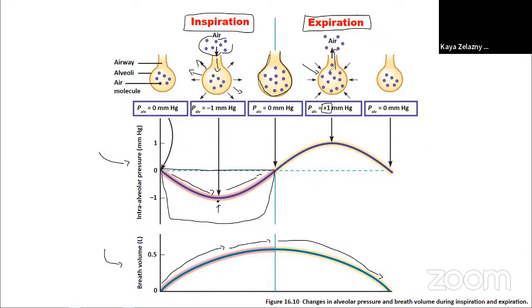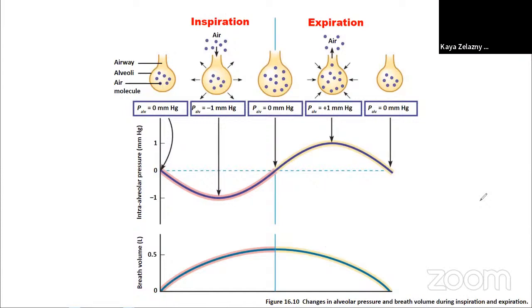Then we come back to 0 again because we've removed some air. So eventually we reach a point where we're at equilibrium with the environment again because we have a lesser number of air molecules inside. So, any questions about this graph or this process of a cycle of respiration?